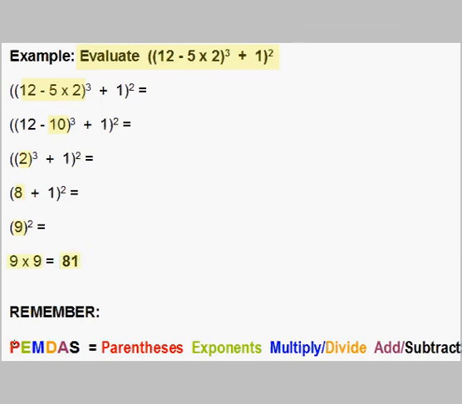There's an acronym to remember here that'll be helpful, and it's called PEMDAS. PEMDAS stands for parentheses first, then exponents, then multiply and divide from left to right, and then finally add and subtract from left to right.